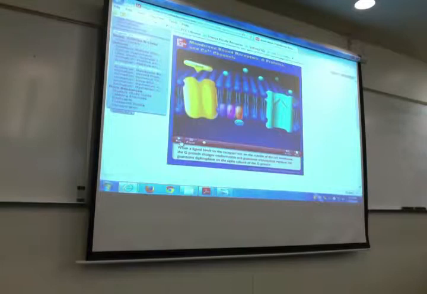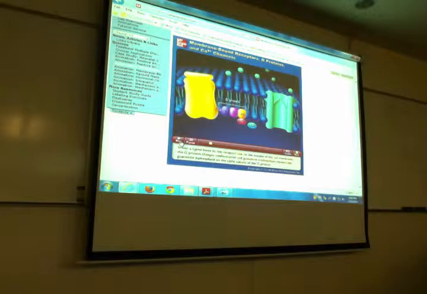When a ligand binds to the receptor site on the outside of the cell membrane, the G protein changes conformation, and guanosine triphosphate replaces the guanosine diphosphate on the alpha subunit of the G protein.